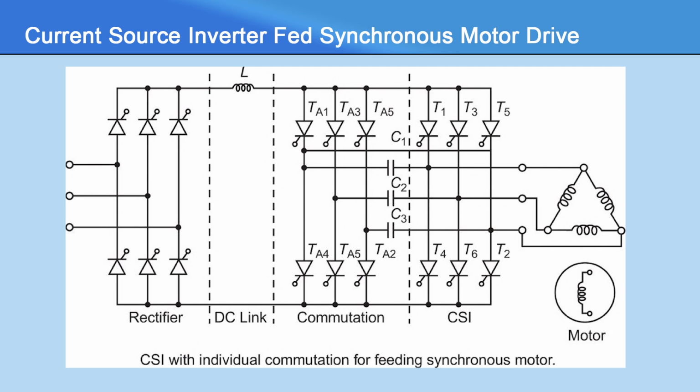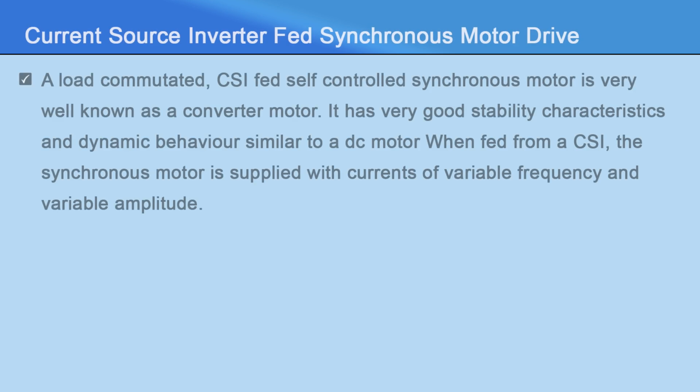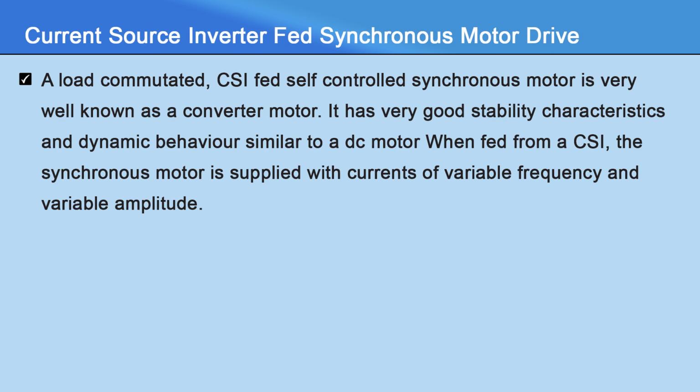When fed from a current source inverter, the synchronous motor can be operated at leading power factor, so that the inverter can be commutated using machine voltages. A load commutated CSI fed self controlled synchronous motor is very well known as a converter motor. It has very good stability characteristics and dynamic behavior similar to the DC motor.